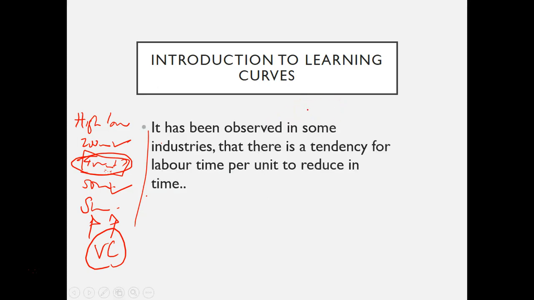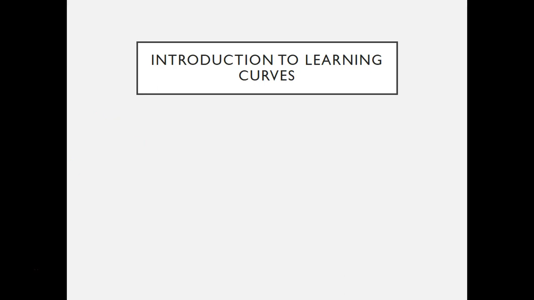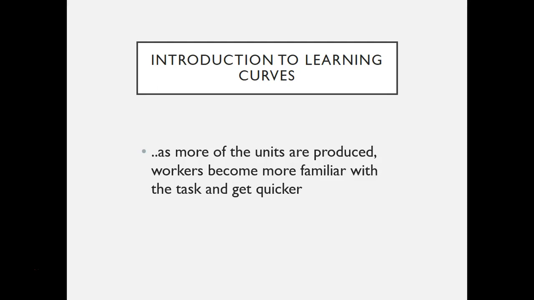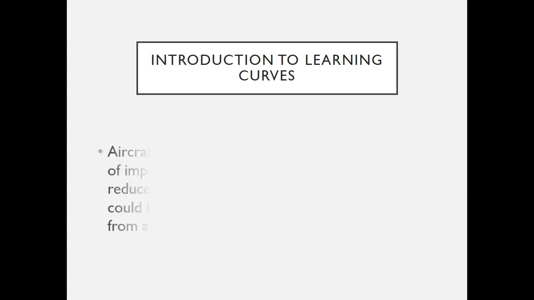So what are learning curves? What we're saying here is that as social scientists, as observers, we found there is a tendency for labor time per unit to reduce. You can naturally accept that the more time you spend working on something, the less time you spend. But the question is, how much less? And that's what this whole thing is really saying. If more units are produced, work has become more familiar, and you get quicker at the task.